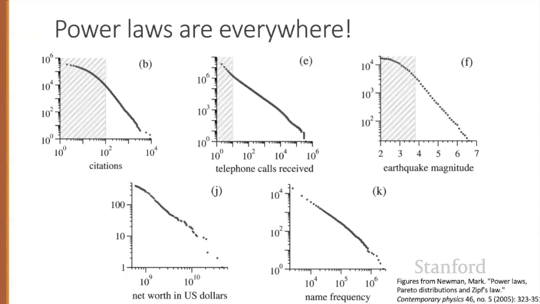Power law distributions occur in an extraordinarily diverse range of phenomena. In addition to city populations, the size of earthquakes, the number of telephone calls people receive, the frequency of occurrence of personal names in most cultures, the number of citations received by papers, people's net worth, a host of other variables all follow power law distributions. And here I'm showing some cumulative distributions of some of these phenomena.